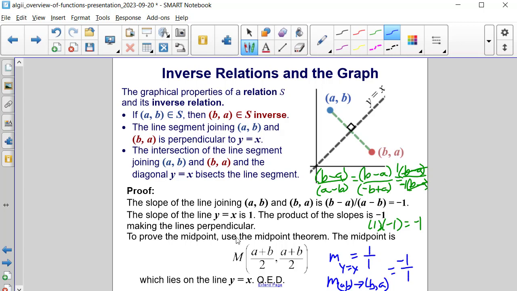Again, making them perpendicular. And then to prove the midpoint, we can use the midpoint theorem. The midpoint theorem is add up the two x coordinates, divide by 2, so that's a plus b over 2. And here you would have b plus a over 2, which you could also rewrite as a plus b over 2, which lies on the line y equals x, as was demonstrated.